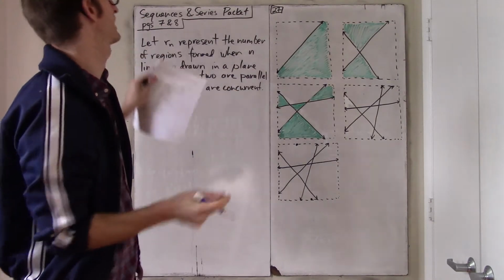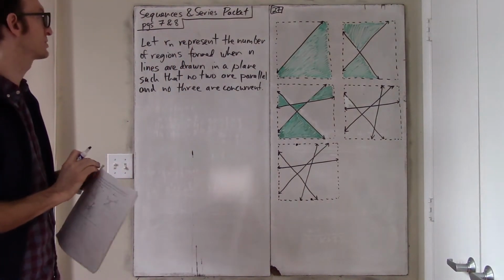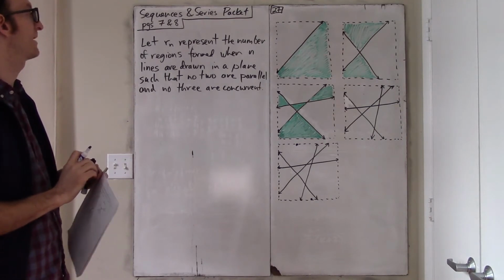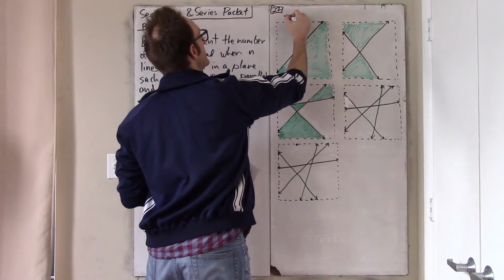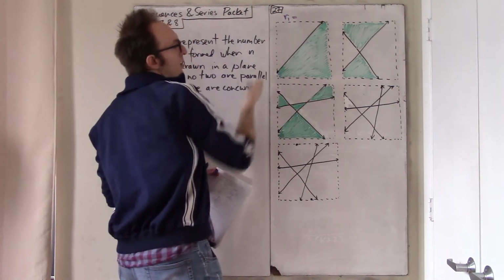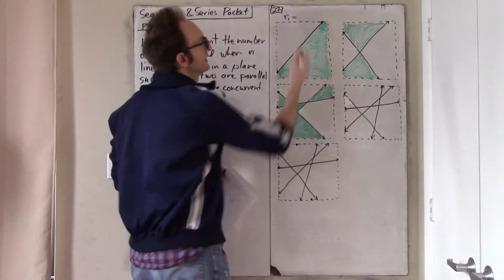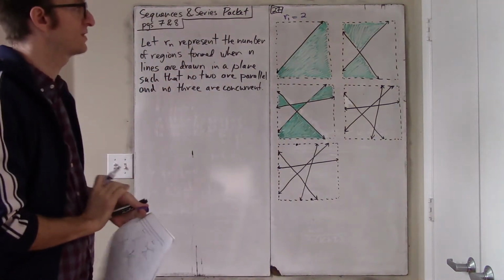Let Rn, let's read it. Let Rn represent the number of regions formed when n lines are drawn in a plane such that no two are parallel and no three are concurrent. Okay, so this is R1. So how many regions do I get when one line is in the plane? Answer, 2.